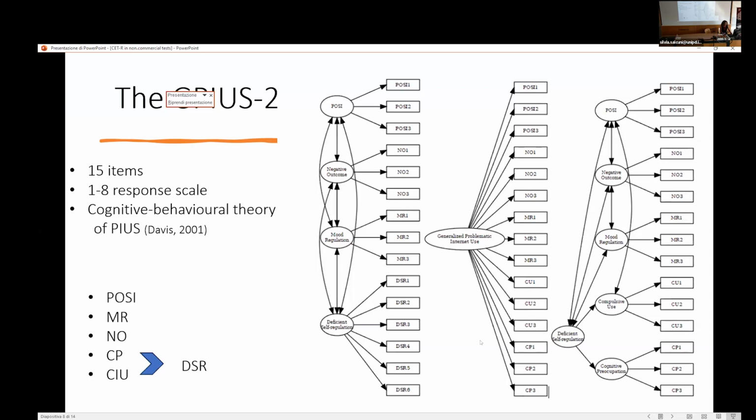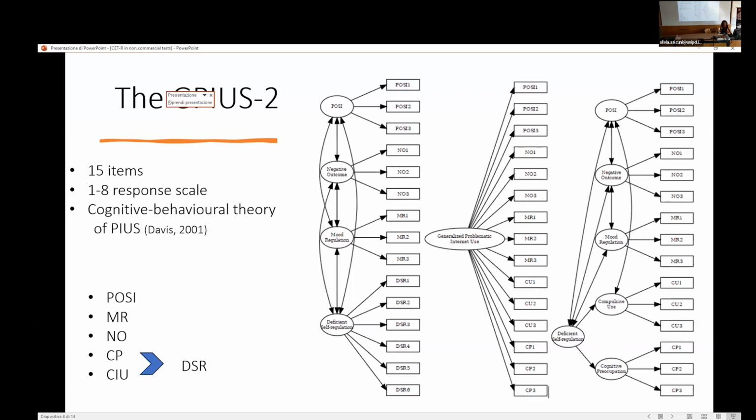And in the original proposal, I don't know if you can see it here, the model on the right is the original one, where compulsive use and cognitive preoccupation are first-order factors of this deficient self-regulation factor. Okay, so this is the model that was originally proposed by Kaplan. It has 15 items, as you can see, 3 per factor, and the response scale was from 1 to 8.